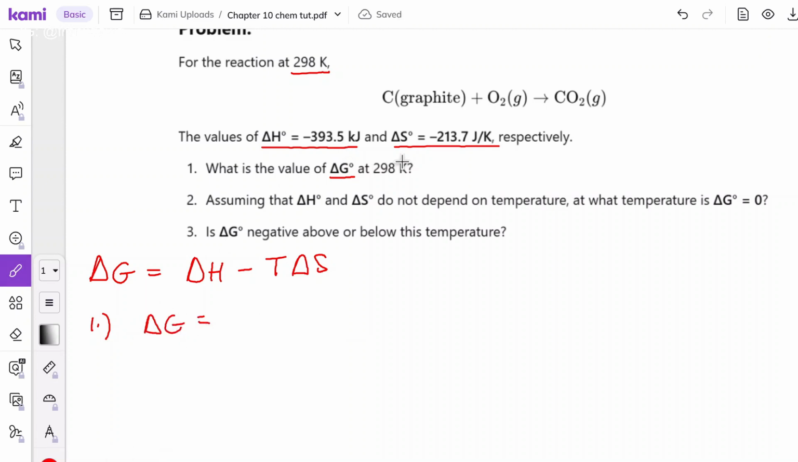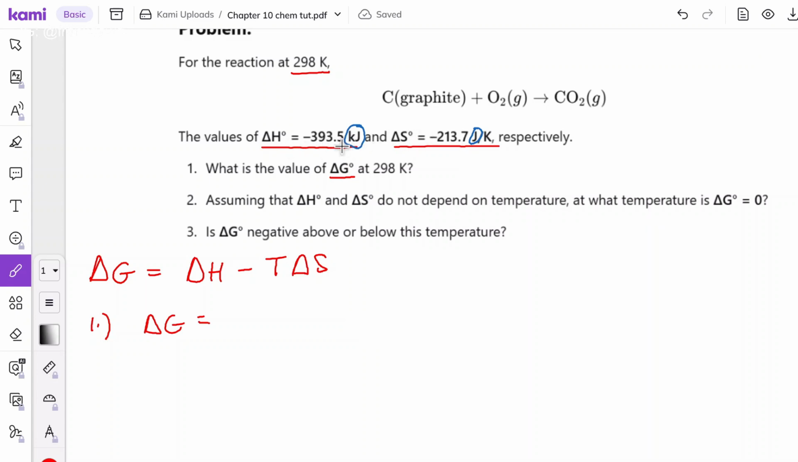And they've given us the values, but right here, if you notice, this value is given in kilojoules and this one's given in just joules. So we have to decide which unit we want to use. And to make this easier, I'd rather use joules because I'd rather multiply by 1,000 than divide by 1,000.